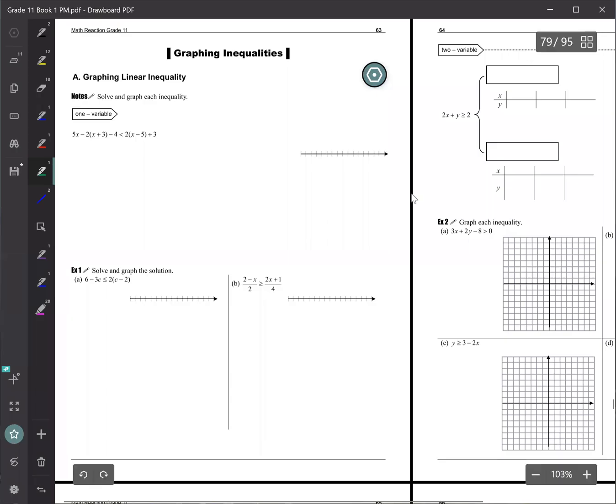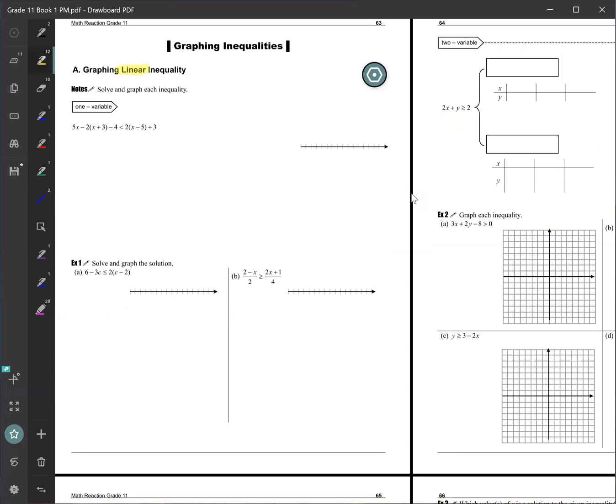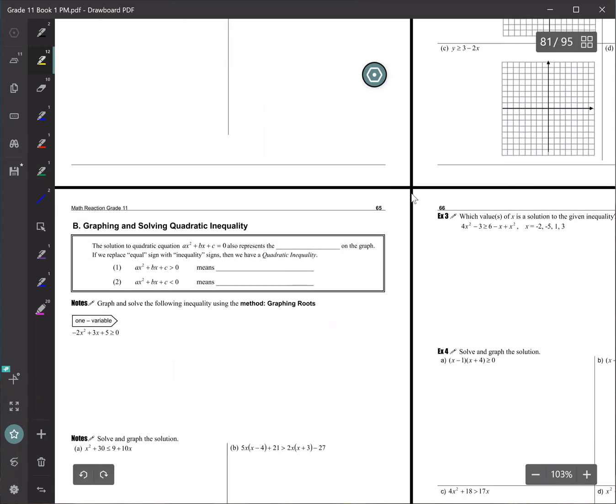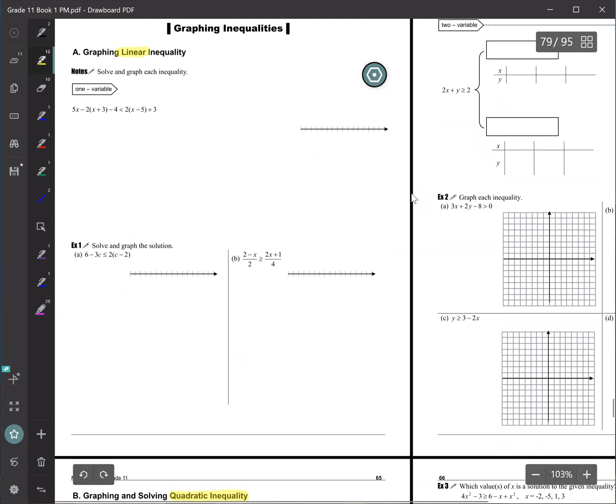Right, so graphing inequality, I divided into two big sections. One is linear. Okay, linear. Linear means straight lines. And then the next page we have quadratic. So parabola. One is linear inequality, the other one is quadratic inequality. And then after we cover both, next week we can combine both of them.